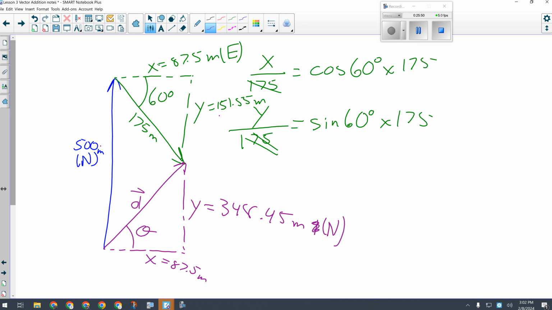Okay. Do I have enough information to complete that triangle? The purple triangle? I do. Okay. And all I've done is figure out how far X horizontally and how far vertically this thing went during each section, and then over the total. Okay. So I'm going to do Pythagorean theorem to get what D is.